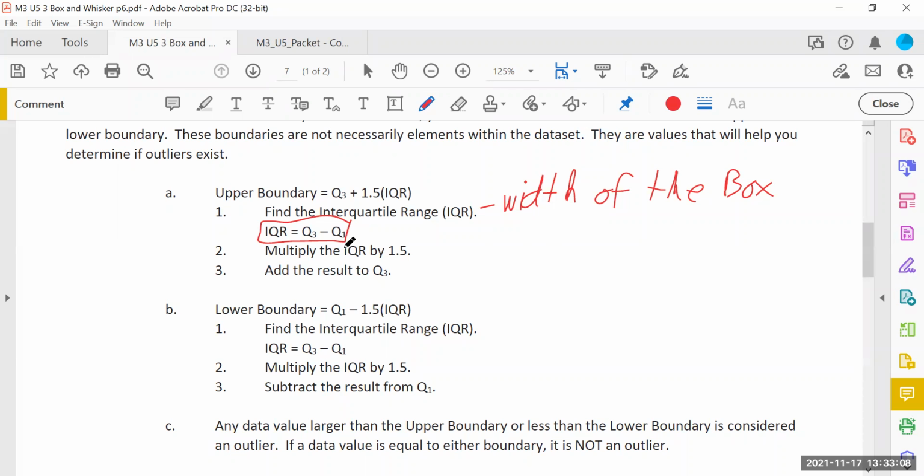Why 1.5 and not 1.75 or 2? I'm not really sure. I think they just decided this is a good representation. If this is my box, a little bit more than that distance above. But it's always 1.5. Okay? That's the standard. That's what they decided. That's the limit for this. So it's always times 1.5.